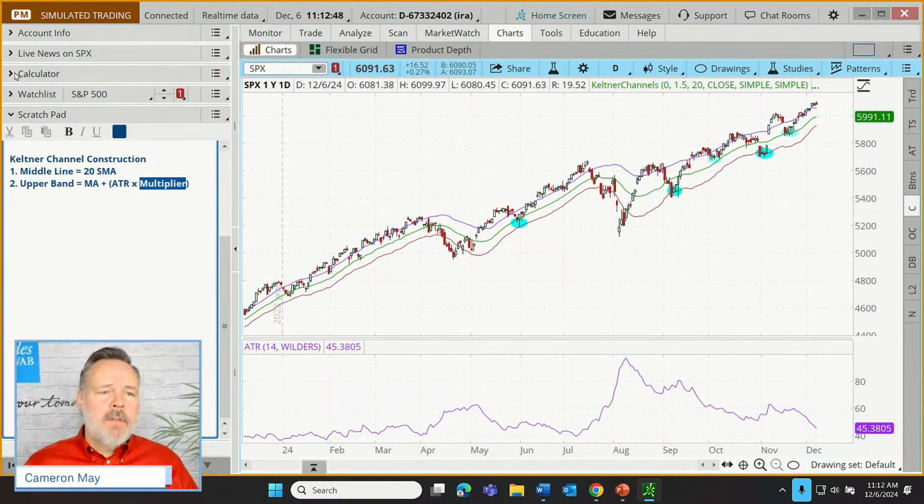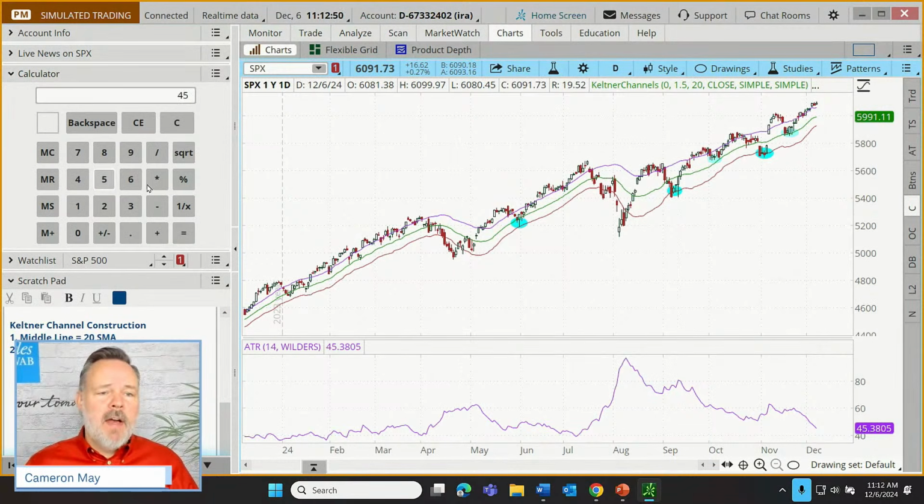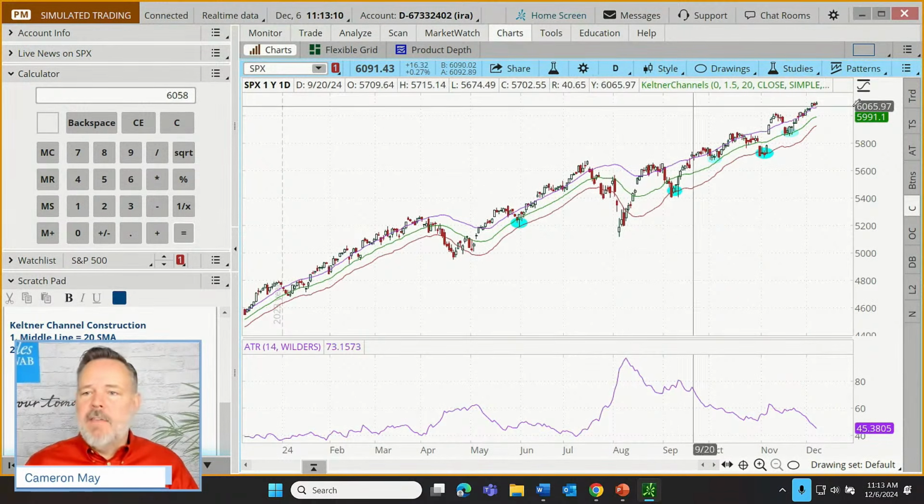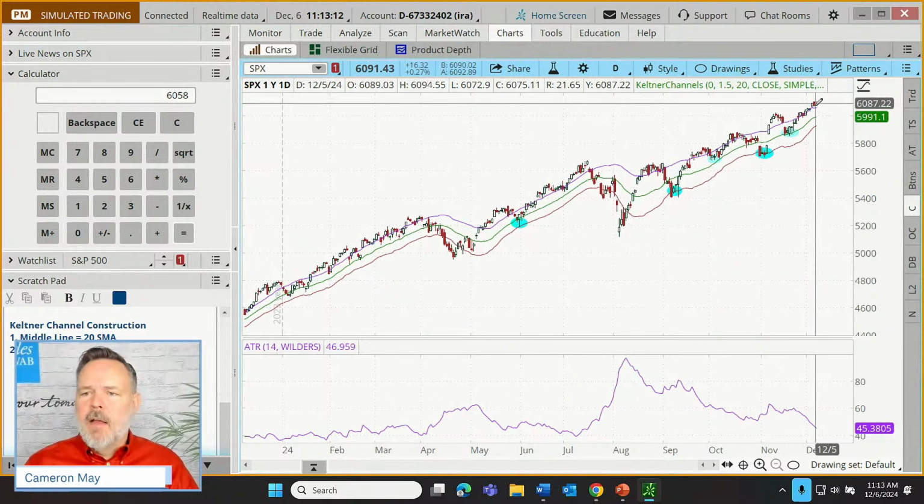So let's do a quick calculation here. 45 times 1.5 is going to give us what, 67? 67 and a half. I'll just call it 67. And then it's going to add that to 59.91. So 59.91 plus 67 means that our upper band is going to be in the neighborhood of 60.58.